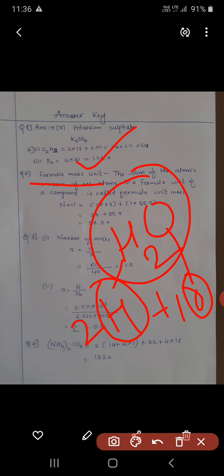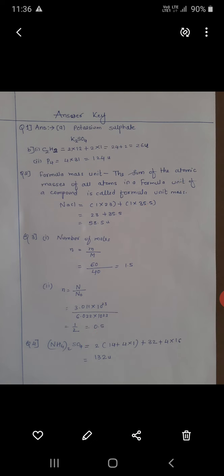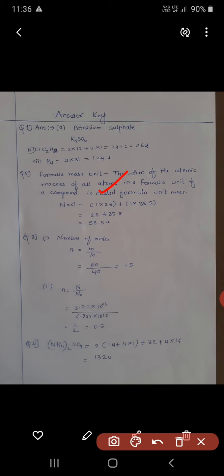Okay, so you have to calculate for NaCl, that is sodium chloride. The atomic mass for Na is 23, there is only 1, so 1 into 23 plus Cl 35.5, only one Cl atom is there, so 1 into 35.5. Add all these and the answer should be 58.5 U.